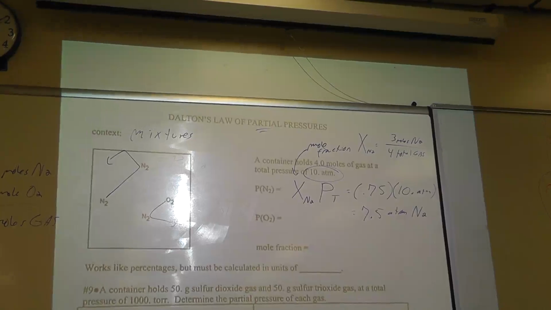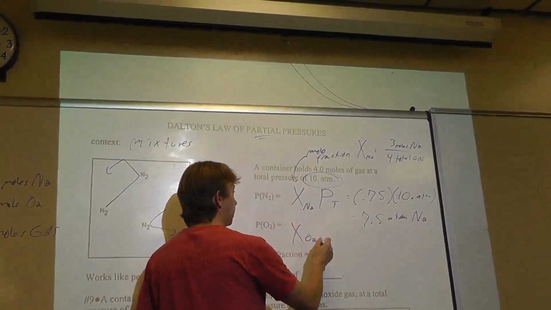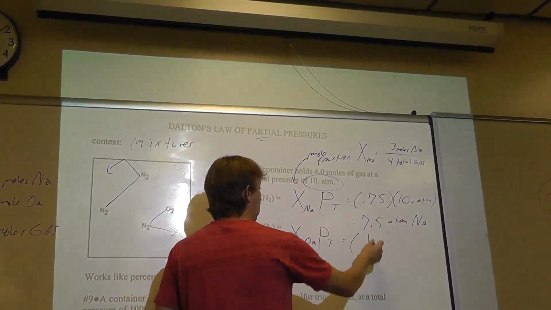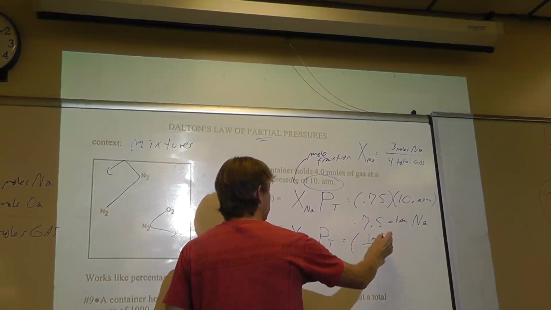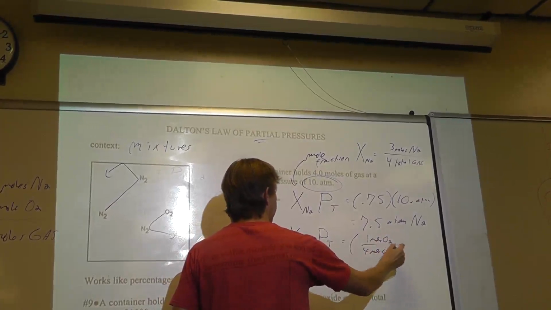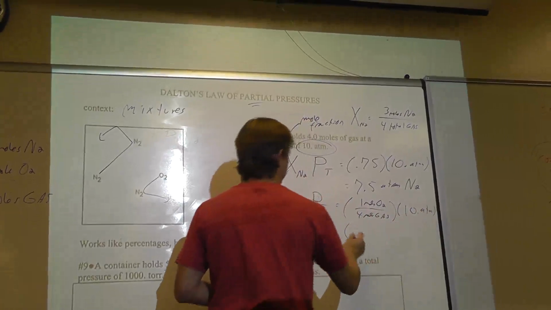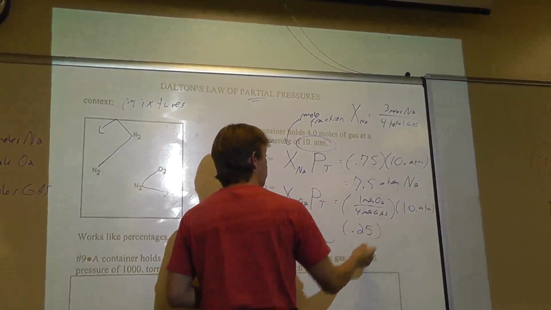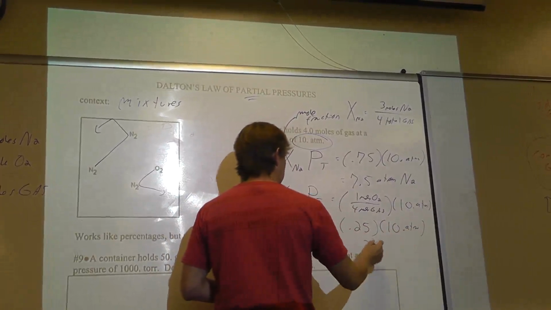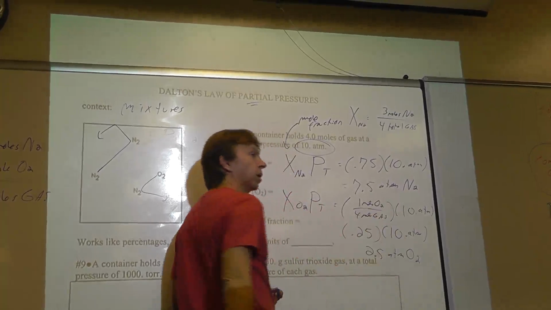Right. Now, the partial pressure of oxygen would be the mole fraction of oxygen times the total pressure. 1 mole of oxygen out of every 4 moles of gas. Total pressure 10 atmospheres. The mole fraction of oxygen is 0.25. That means there's 2.5 atmospheres of oxygen, correct?